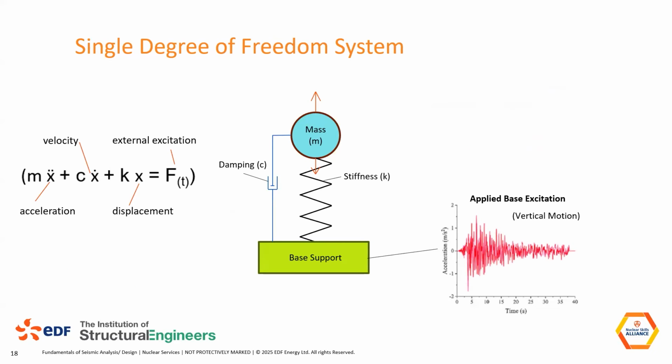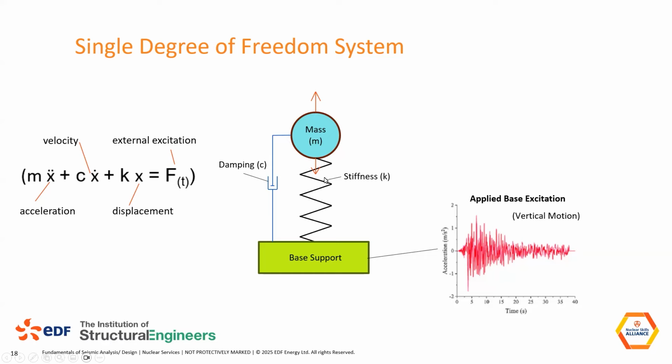So this is a little bit of maths, but hopefully we'll keep it reasonably straightforward. So we're starting with the simplest thing we can have, which is a single degree of freedom system. So this mass, for the purpose of this example, can only move vertically. So that's the single degree of freedom. We have a base support, which is going to have an input motion assigned to it.